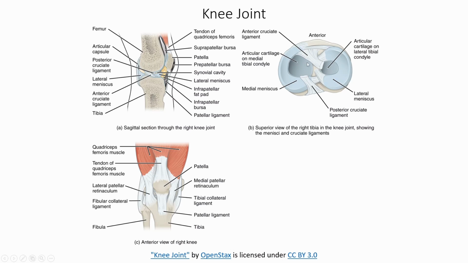And usually what happens if someone tears this is because they made some sort of lateral movement, some sort of side-to-side movement that allowed for that tear to occur.